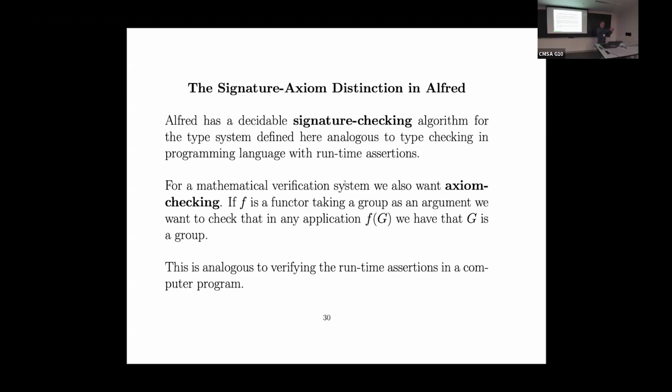If I defined a function that took as an argument an inaccessible cardinal, that application of the function to a term would be well typed in some contexts where I've made the right assumptions, and not well typed in other contexts where I haven't made that assumption.